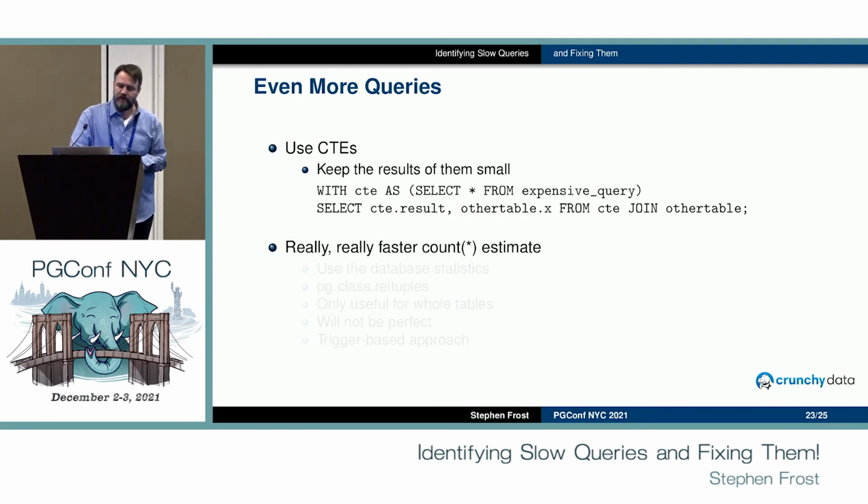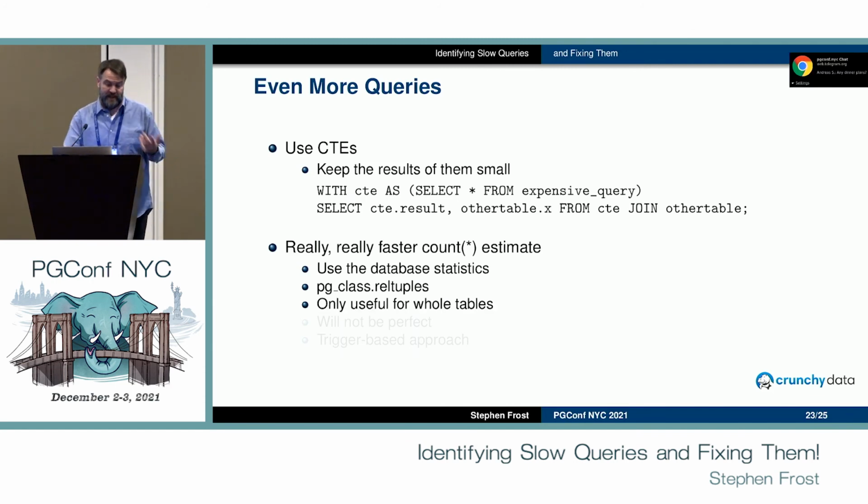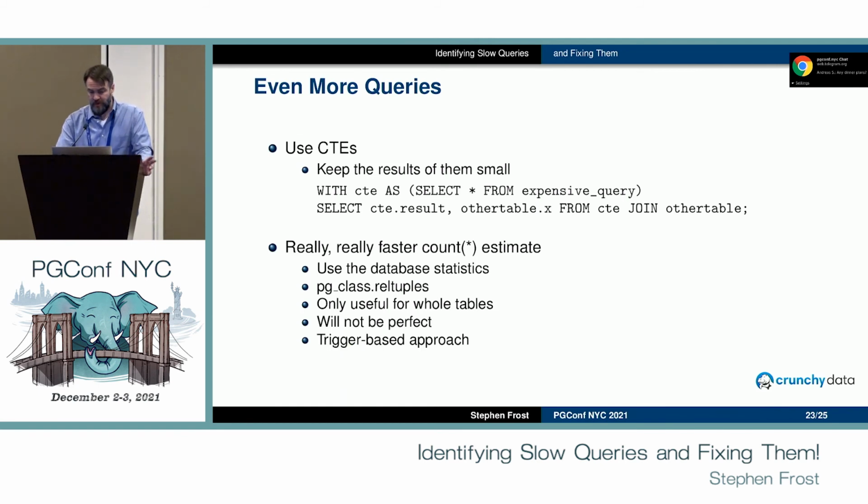This is not as relevant, but we used to always materialize CTEs on older versions of Postgres. On more modern versions of Postgres, we don't do that unless you explicitly ask for it. So I still generally feel like CTEs are something that you probably don't want to have a lot of stuff coming through, but it's not as big a deal anymore. You can also use a faster estimate. If you just need an estimate for how many tuples are in a table, you can just query pg_class.reltuples. It's only useful for whole tables, and it won't be perfect, but it is an approach that you can use.